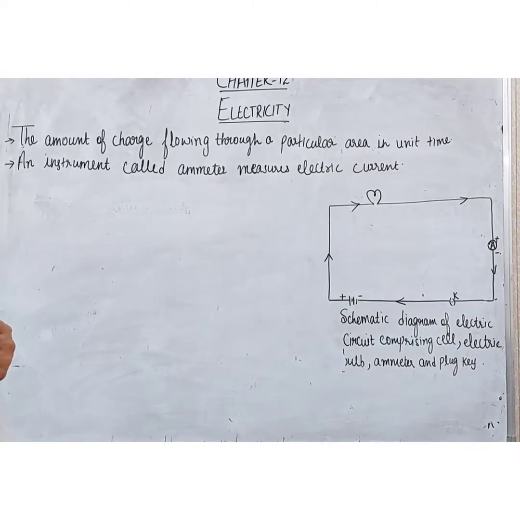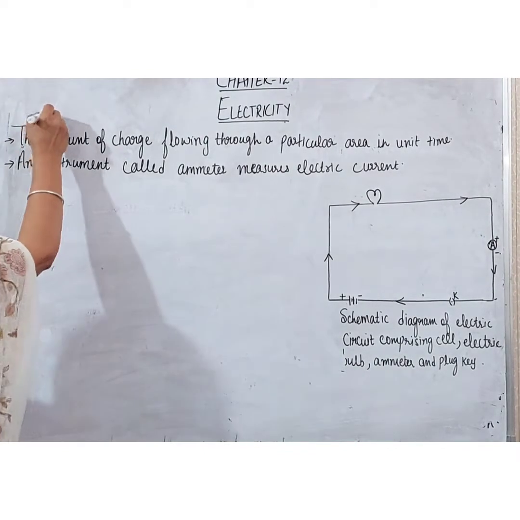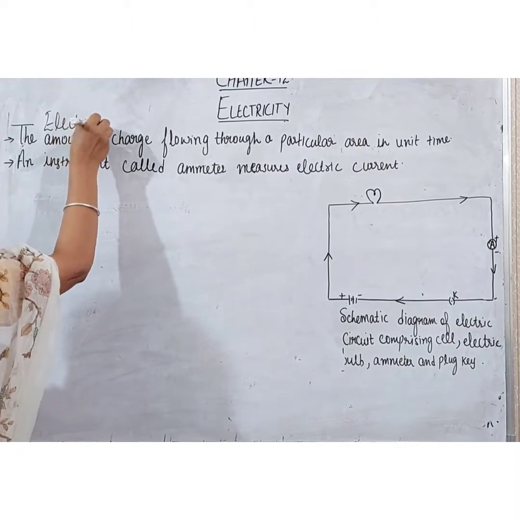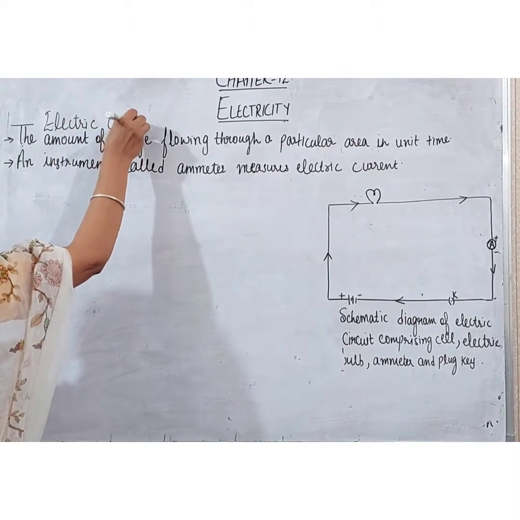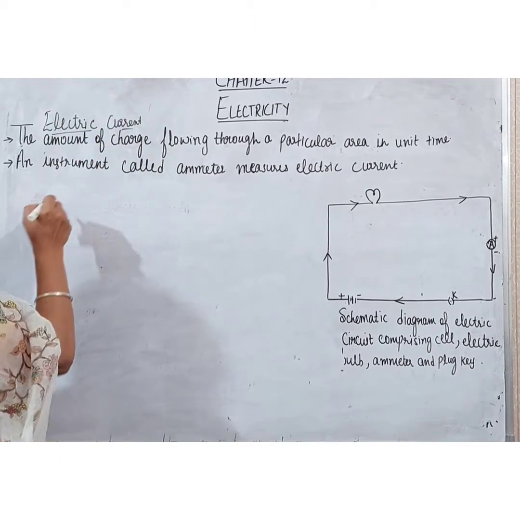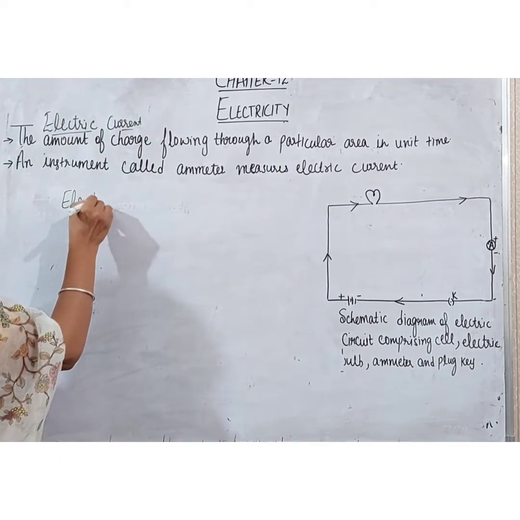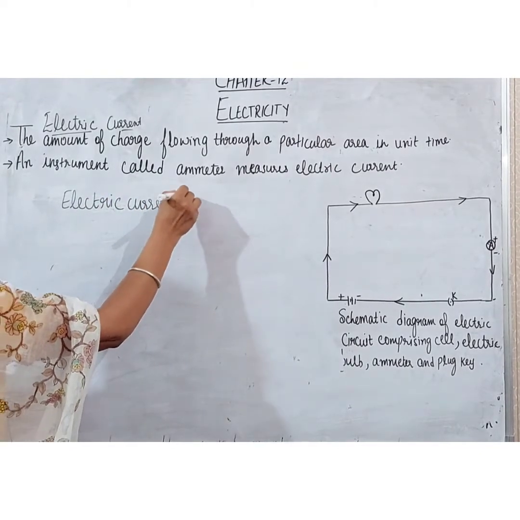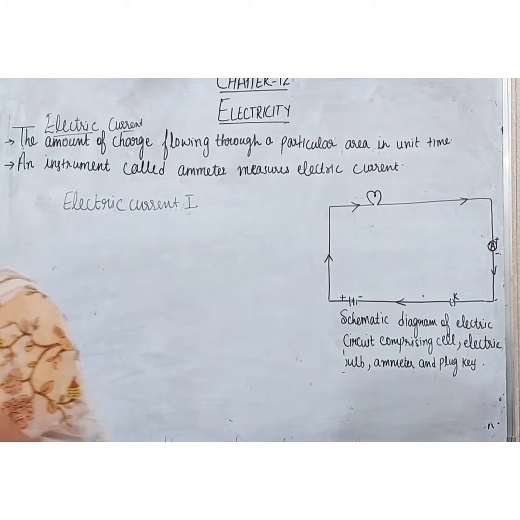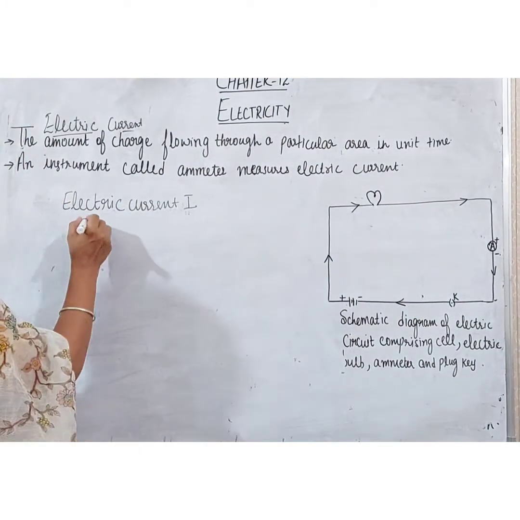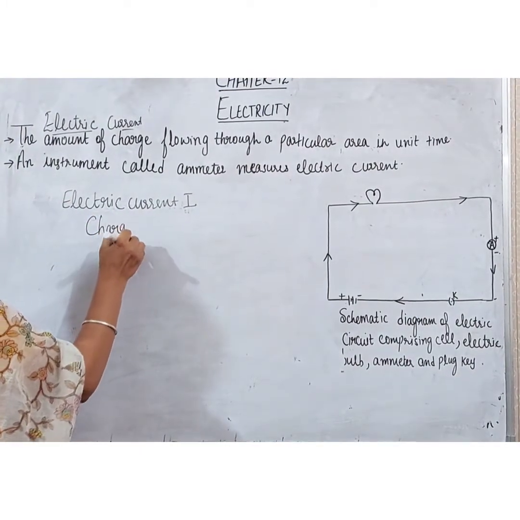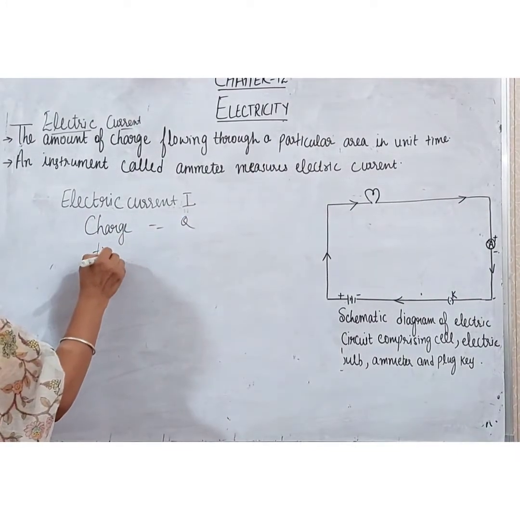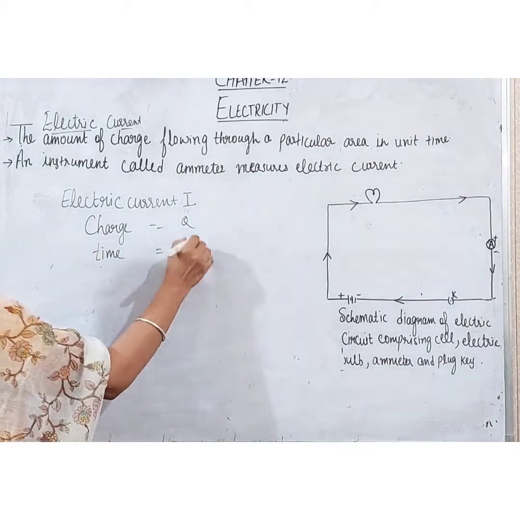Right. What is electric current? It is the amount of charge flowing through a particular area in unit time. Now students, this is known as the electric current. Electric current is denoted by I, the charge is denoted by Q, and the time is denoted by T.